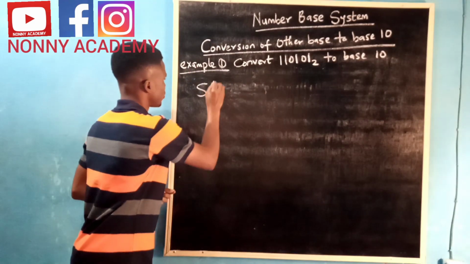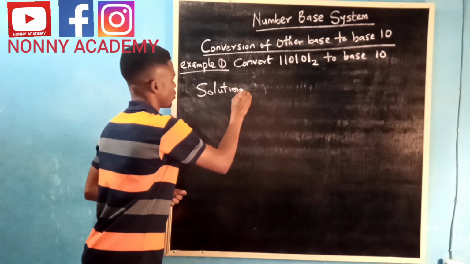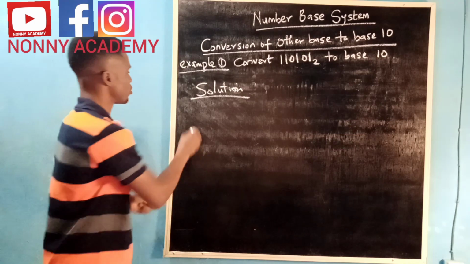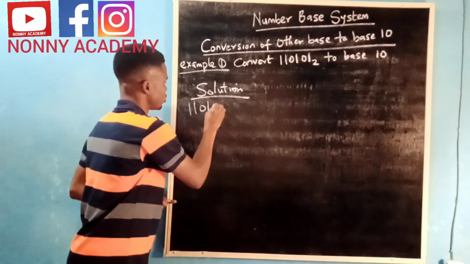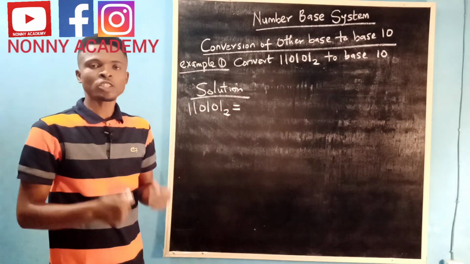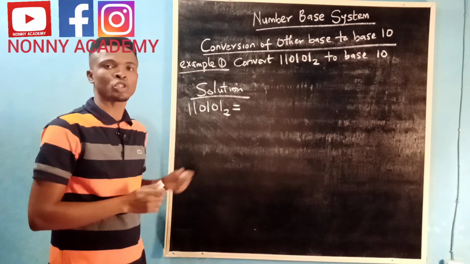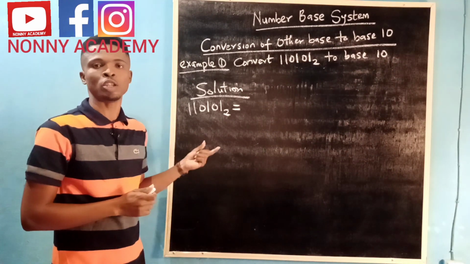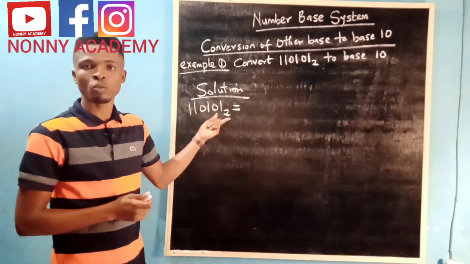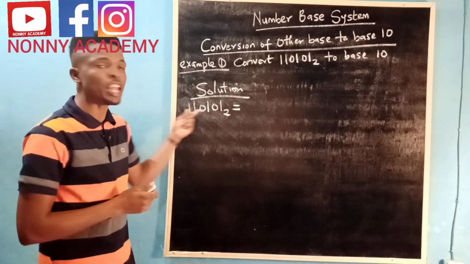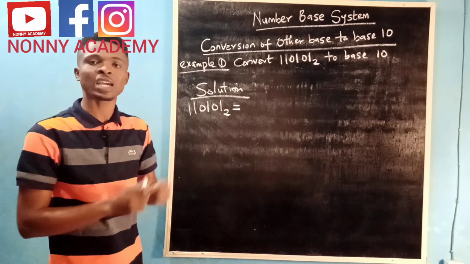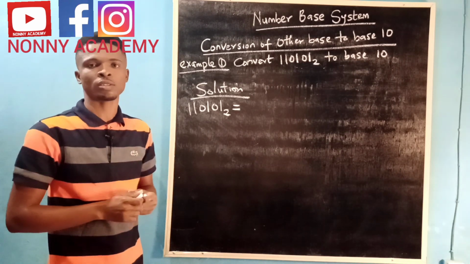Solution. We bring out the question here: 110101 base 2. The first thing we need to do is to do a visual check to know if this is a number base or not, using the rule. Now the base here, which is 2, is greater than any of the digits involved in this question. That automatically makes this a number base.